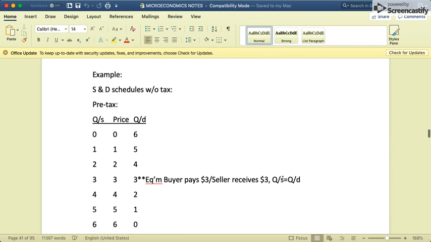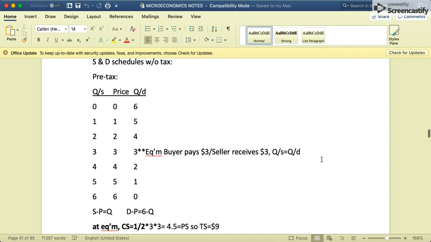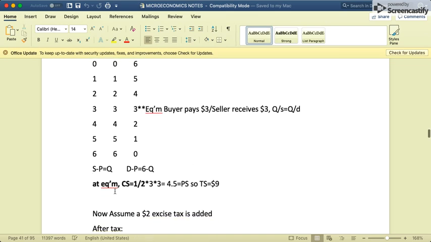So, for example, if we were to look at this supply and demand schedule without a tax, we would go down here and we would find equilibrium where quantity demanded equals quantity supplied. So at a price of $3, the quantity supplied is 3, the quantity demanded is 3, so that's equilibrium. The buyer pays $3, the seller receives $3, and everyone's happy.